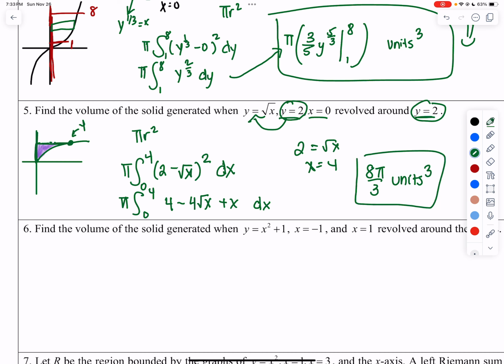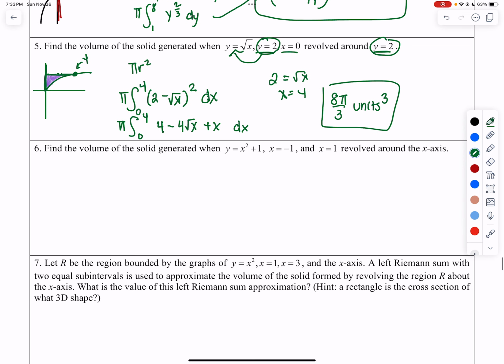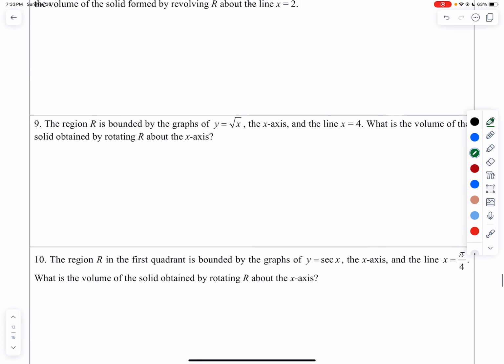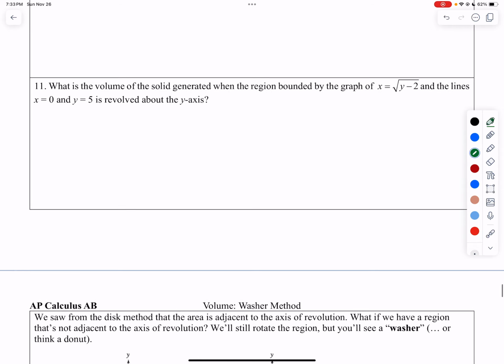All right. And essentially with these types of problems, you're doing the same thing, making sure that your region is adjacent to your axis of revolution for this method to work. And then in the next video, we will talk about the washer method and see what happens whenever the region is not adjacent to my axis of revolution. That's the next lesson.